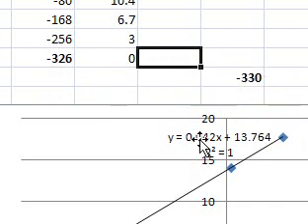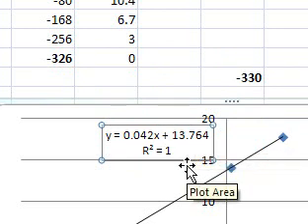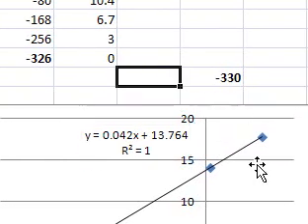A third way of doing it is to take these numbers here and solve for x, with the y here being 0 psi. So I'm going to move the 13.76 to the other side, so negative 13.764, divide by the slope of 0.042, and I come up with around negative 328 degrees Celsius.